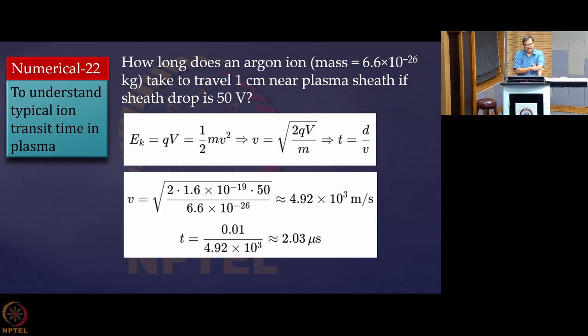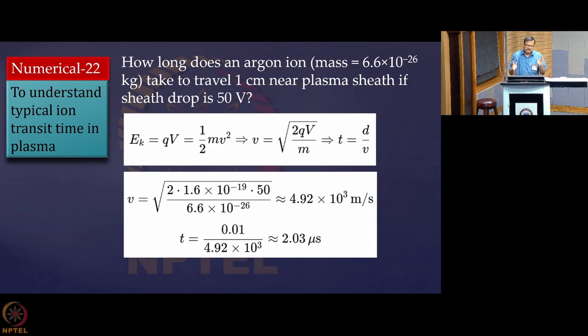Substituting the values, we get the velocity, root of qV by m, as around 4.92 into 10 to the power 3 meter per second. So the time required is just the distance divided by this velocity, and 1 centimeter means 0.01 meter. You divide that by the velocity and you get 2.03 microsecond.